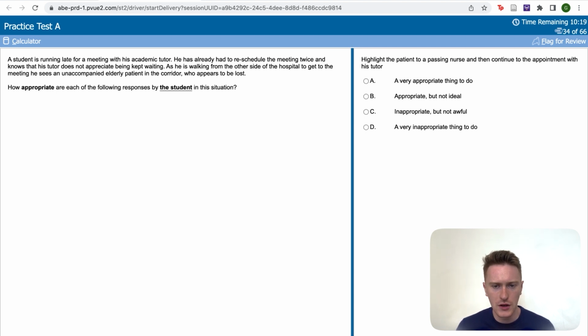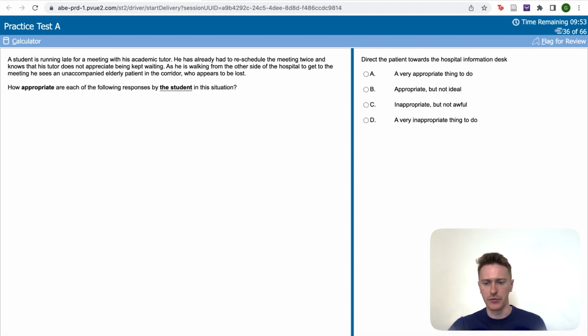Okay, someone's lost. Okay, they appear to be lost, fine. To passing nurse: you haven't really addressed any of the problem and you're just palming it off to the nurse. So it's appropriate, you're solving the problem, but it's not been done in the best way. Okay, this is great. The porter is the person to do things like this, and you're checking with the patient that they know where they're going. So this is very appropriate.